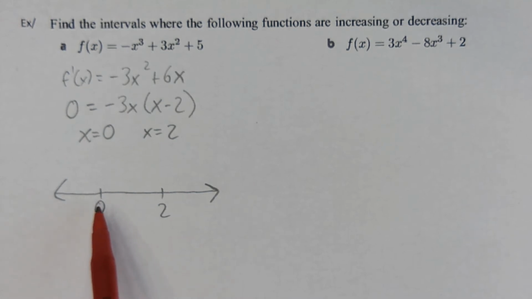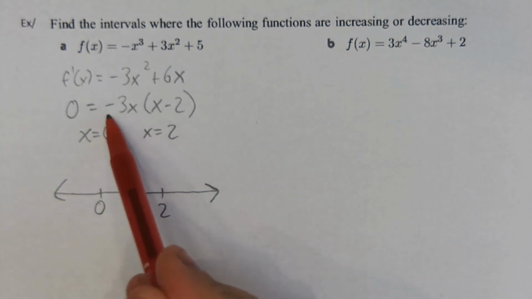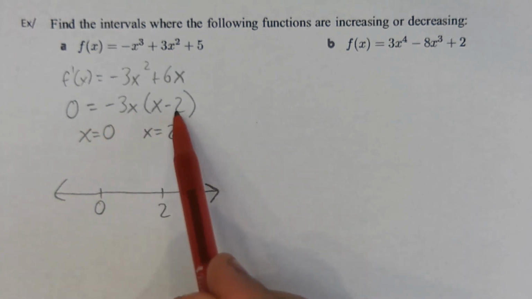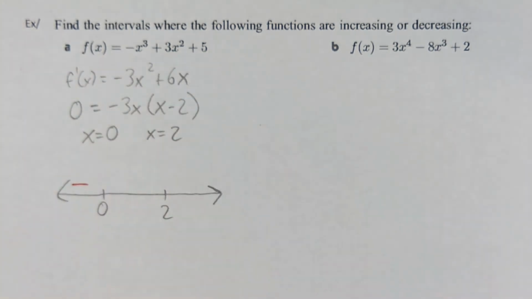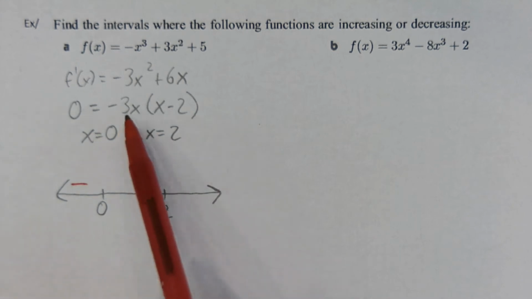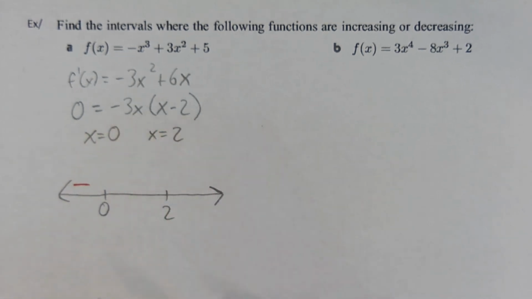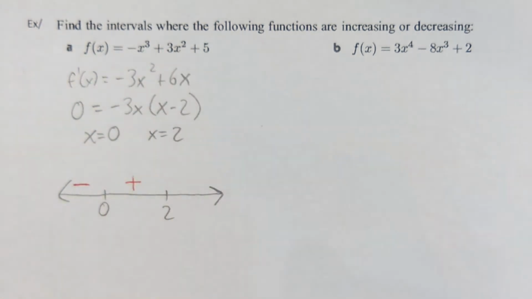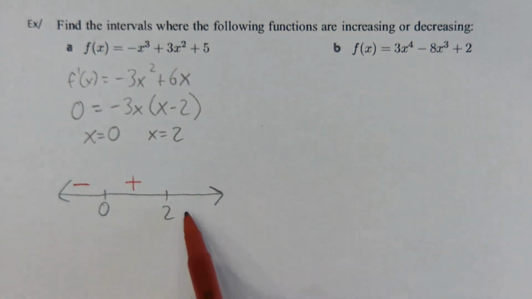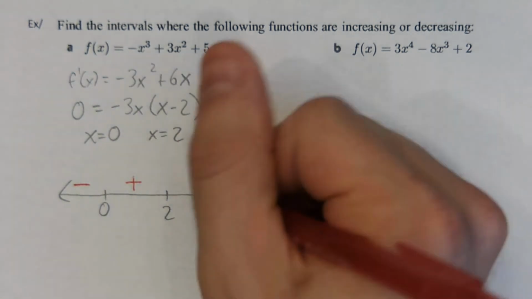Any number to the left of 0, like negative 1. If I put a negative 1 right here, it's going to give me a positive value times a negative value. Now, any number between 0 and 2, like 1. If I plug in a 1 right here, it's going to give me a negative value times a negative value. And if I plug in any number to the right of 2, like 3: negative, positive, negative.